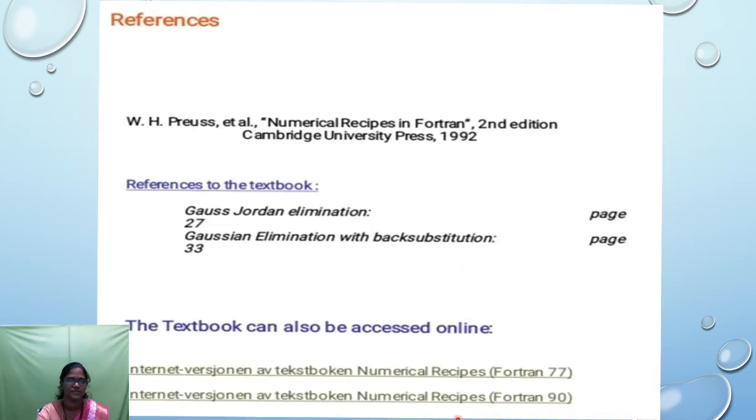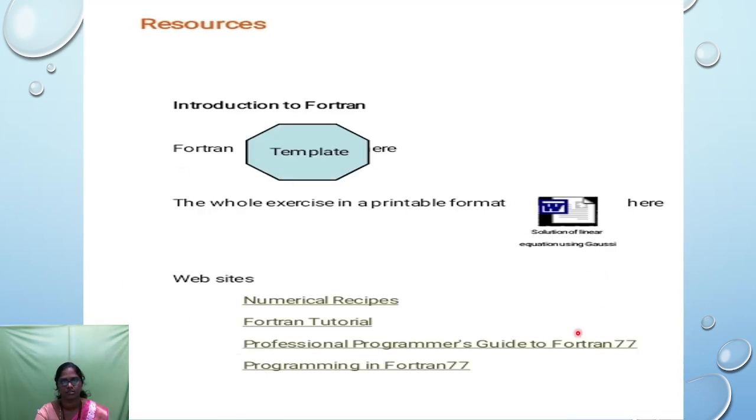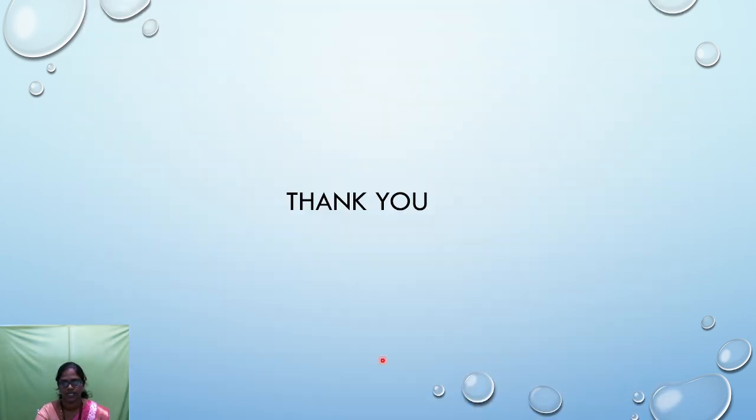These are the references. Okay. Numerical Recipes in Fortran, Cambridge University Press. Reference textbooks. Okay. Check here. The textbook is also accessible online. Okay. Check here. These are the resources: website pages, Numerical Recipes, Fortran tutorials, professional programmer's guide to Fortran 77 programming. Fortran. Okay, thank you.